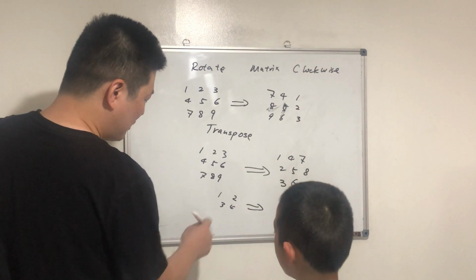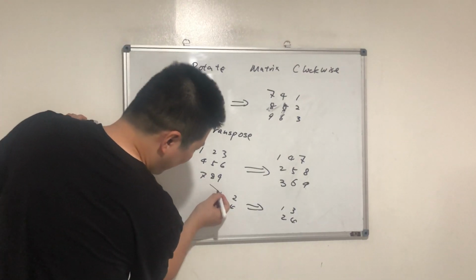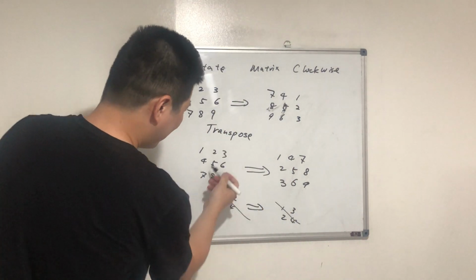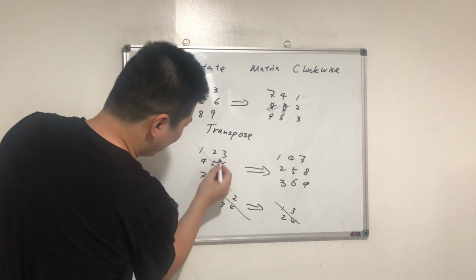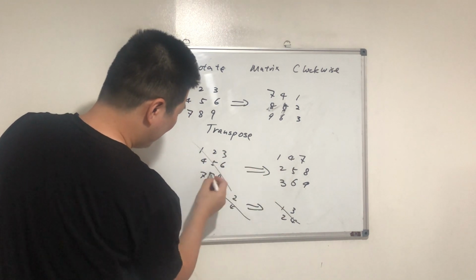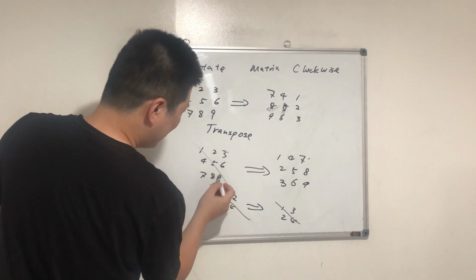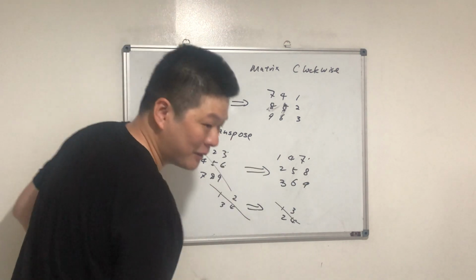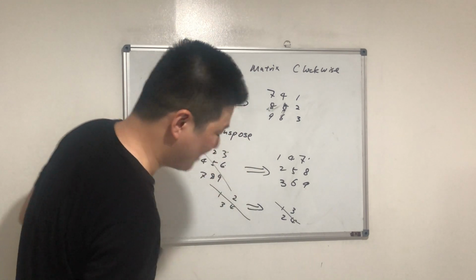What I'm saying is this: the diagonal is the mapping. You swap across the diagonal: 2 and 4, swap it. 7 and 3, swap it. Anything along the diagonal, 8 and 6, swap it. That's how you transpose. Got it? Make sense?